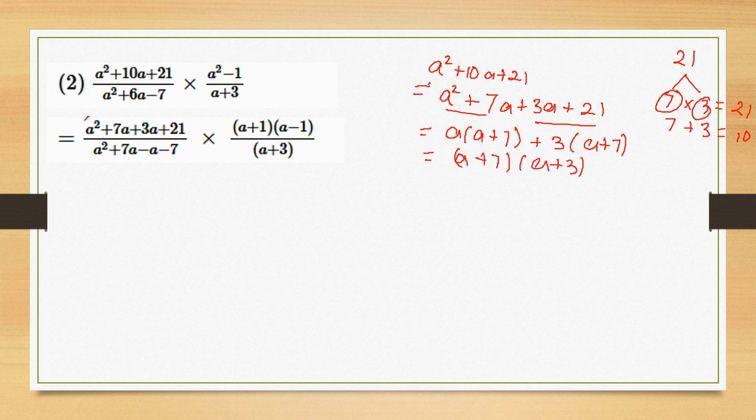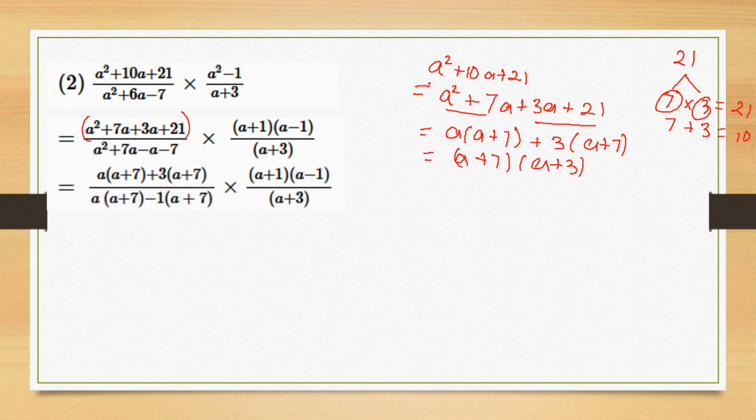So that is done here. We'll do the expansion, and then you see in the next term we have a plus 7, a plus 3. Similarly, if you see in the denominator, that is for the next term, that is a square plus 6a minus 7. Similarly, we'll do the expansion here.